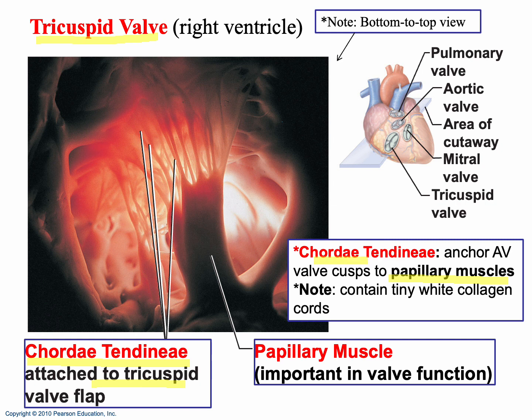The chordae tendineae also contain tiny white collagen cords. So in the diagram here, if we take a look at that, here are the chordae tendineae right here. They almost look like guitar strings, or violin strings if you played the violin.